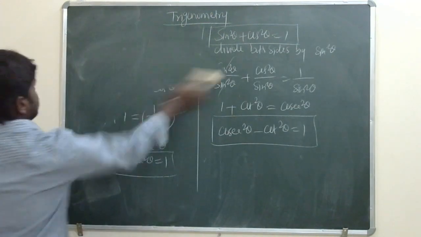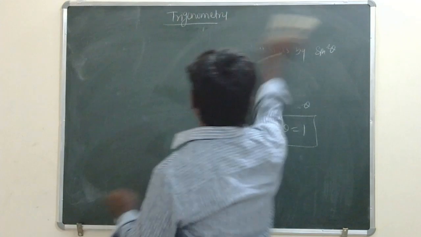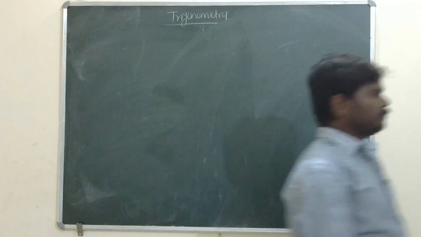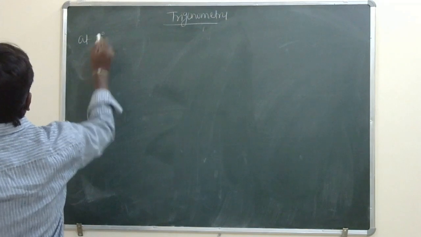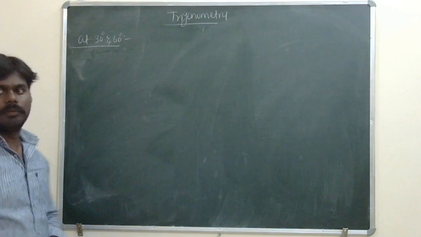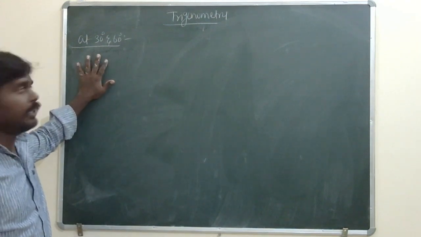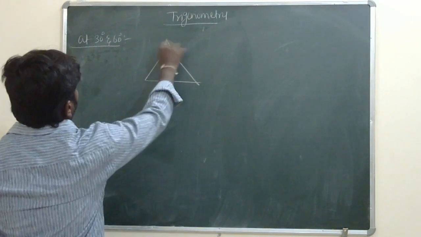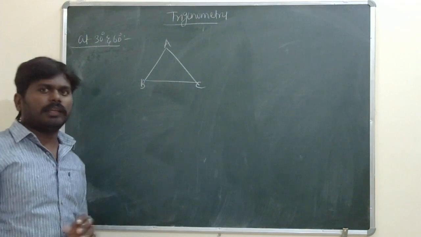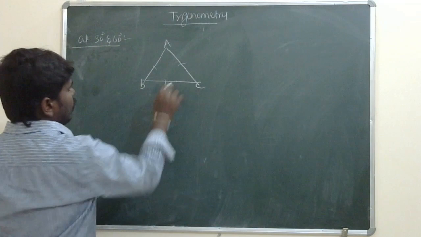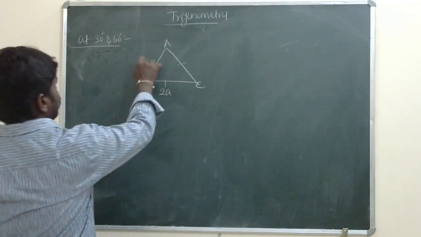So now you will see the trigonometric ratio values at specific angles. First we will see at 30 degrees and of course 60 degrees. For this, what I am doing is taking an equilateral triangle ABC. So equilateral triangle means what? All sides are equal. So here I am taking each side equal to 2A.